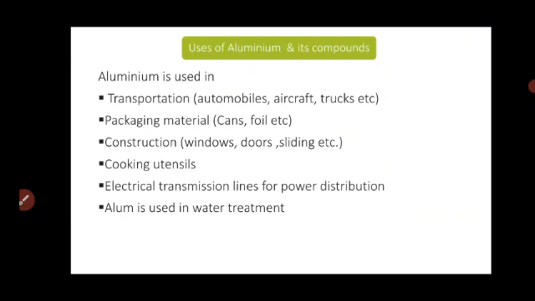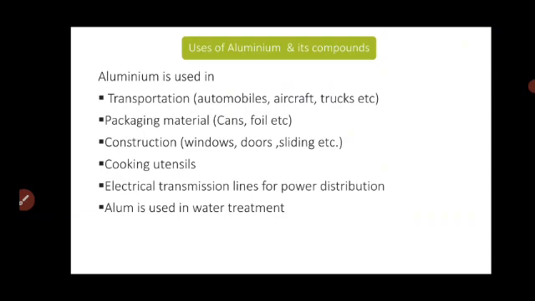Then as a packaging material, that is cans, especially the cold drink cans, etc. Then we can pack the food in aluminium foil. Then even cooking utensils which we use in our day-to-day life are made up of aluminium. Even potash alum, which is a compound of aluminium, is used in water treatment, that is specially for settlement of the dust particles in water.